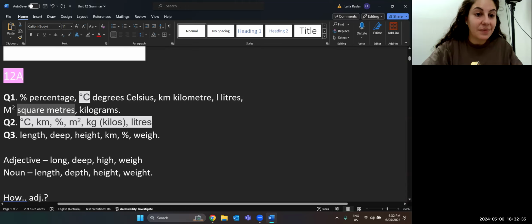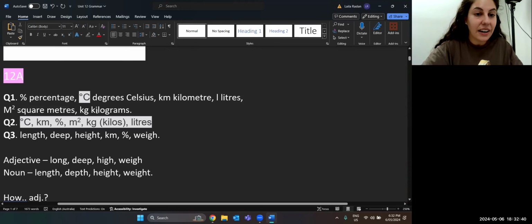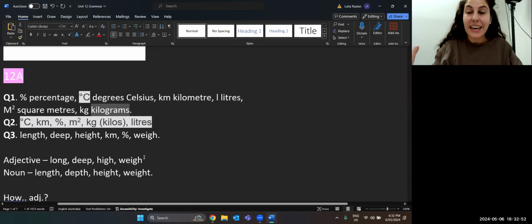And kilogram. We use kilogram when we want to measure the weight of something. So if I say to you, I need 5 kilograms of tomato, or how much do you weigh? I weigh 50 kilograms. Now, again, in America, they use a different measurement, but in Australia and the UK, we say kilograms.